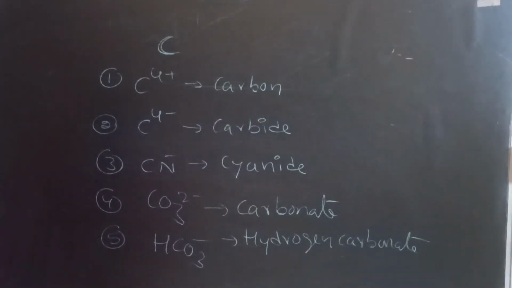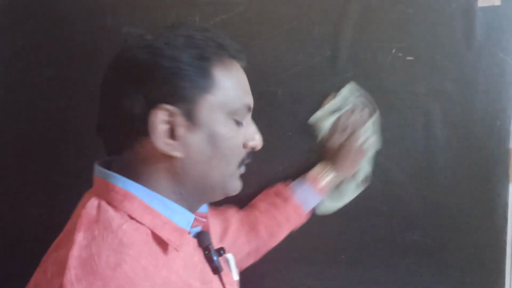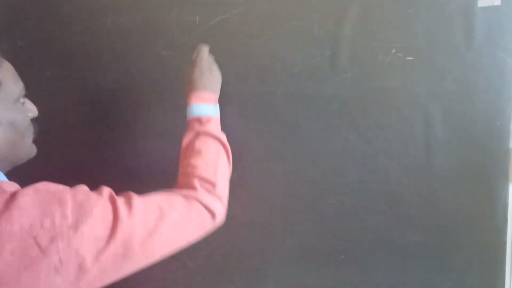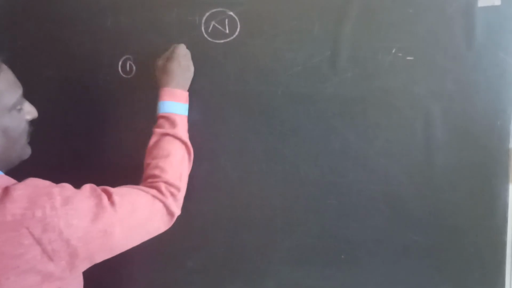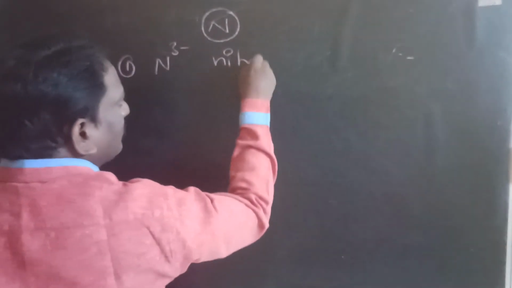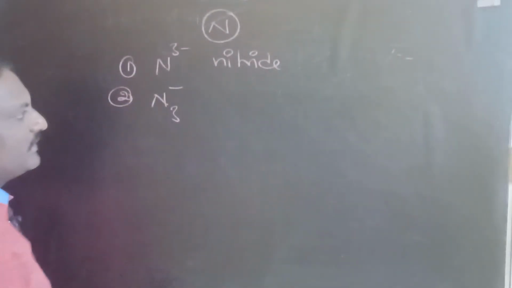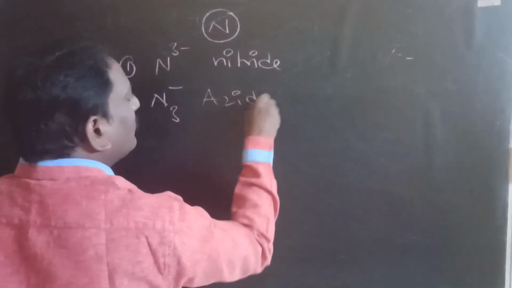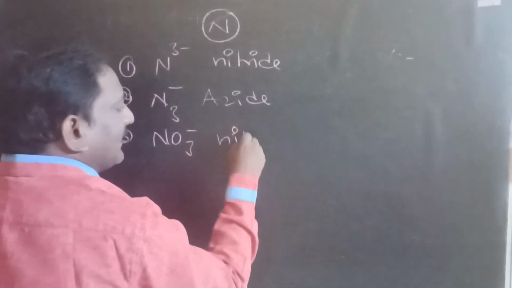Now let me write ions consisting of nitrogen. Please copy all the ions that I am going to write on the board. These are very important. Next one, nitrogen-based ions. Nitrogen, N3 minus, nitride ion, and N3 minus, this one is called azide ion. Very important, azide ion. NO3 minus, nitrate ion.